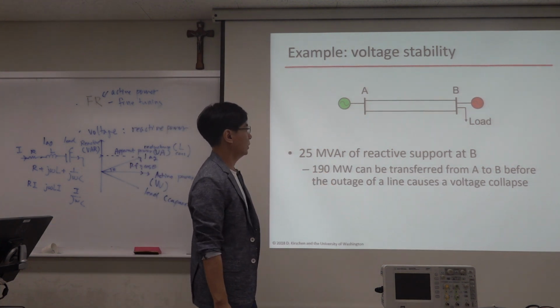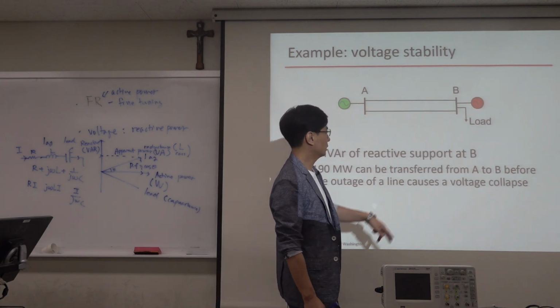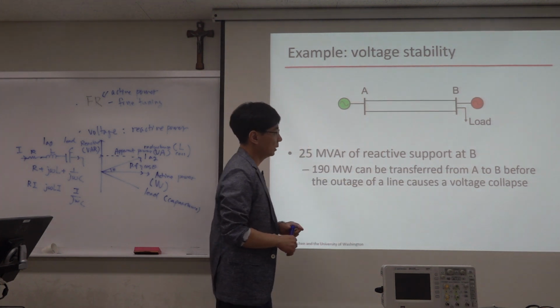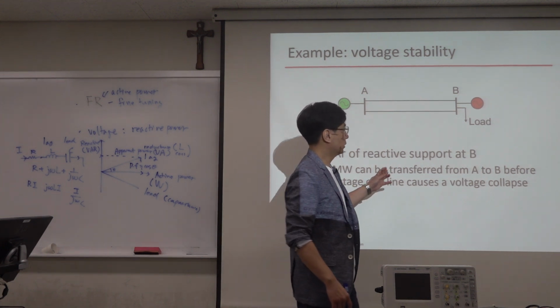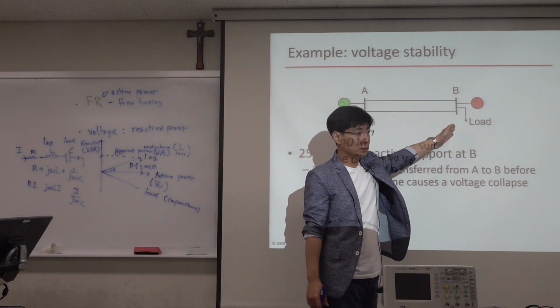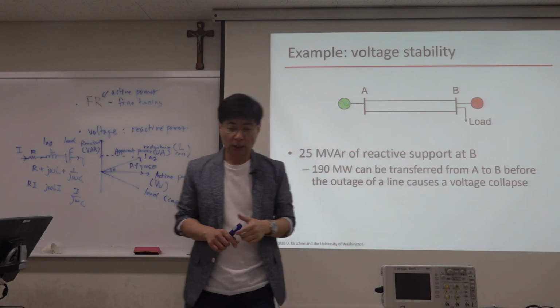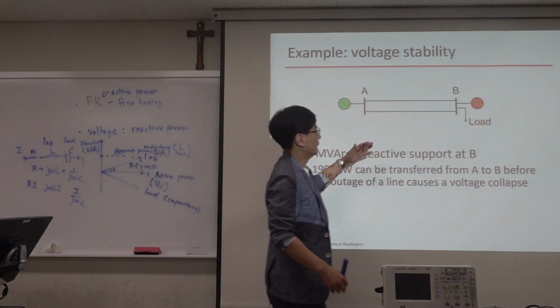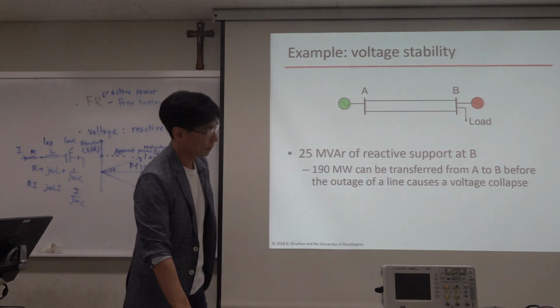So if the generator can support 25 megavar, then 190 megawatt can be transferred from A to B before the outage of a line causes a voltage collapse. So here you need to remember that something bad happens, outage happens on the line, voltage can collapse, but when the generator injects reactive power, it can mitigate voltage drops, voltage collapse. Okay.